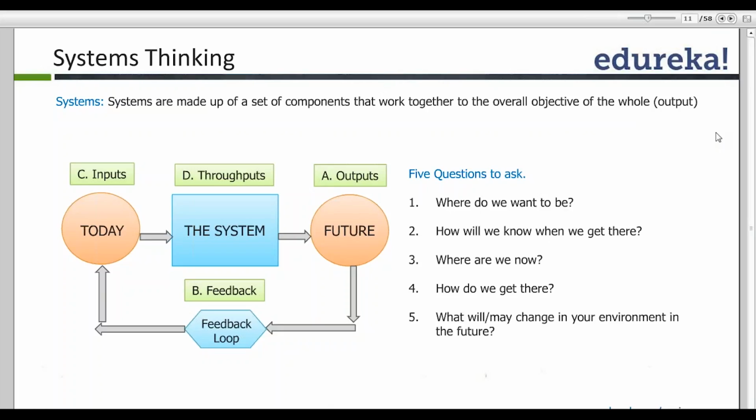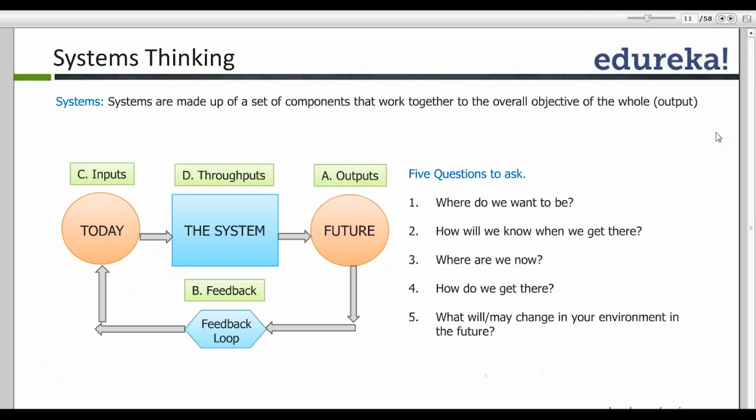Any system has an input, an output, and an internal processing, or throughput. When I do systems thinking or a system analysis, some of the important questions I ask are: where do we want to be, or what is our to-be state? Where are we currently, or the as-is state, and how do we go from the as-is state to the to-be state? So where do we want to be? How will we know when we get there, or what is the verification that we have reached there?